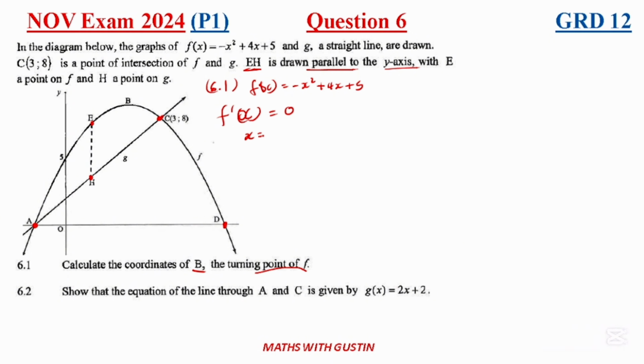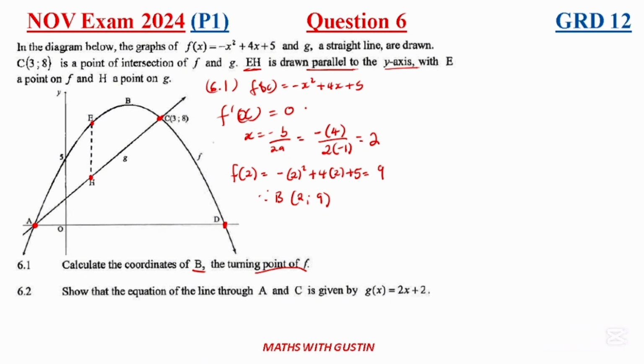Or we can use x is equal to minus b over 2a. So in this case, b is 4, so it's going to be minus 4 over 2a. a is minus 1. Therefore, this will give us positive 2. Then you go back into your function and substitute 2 to find the y-coordinate of the turning point: minus 4 plus 8 plus 5, which gives us 9. Therefore, the coordinates of B will be (2; 9).